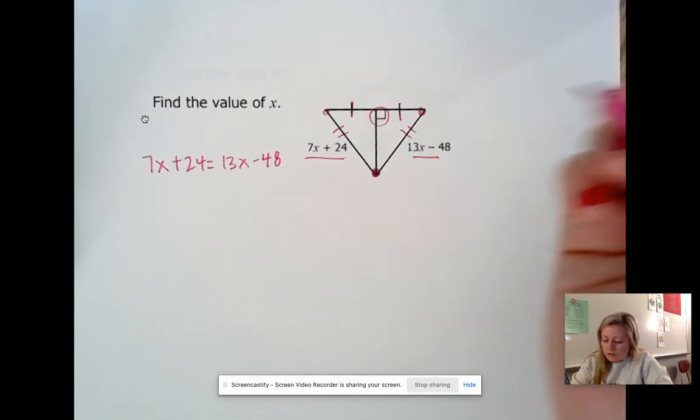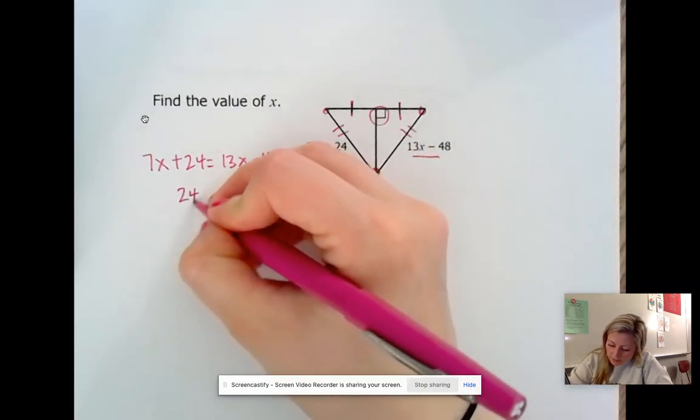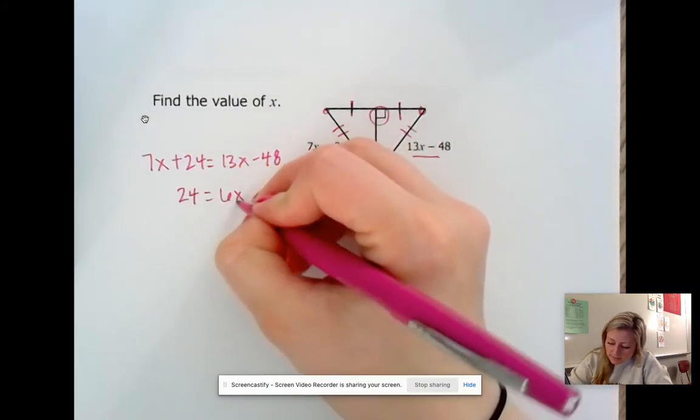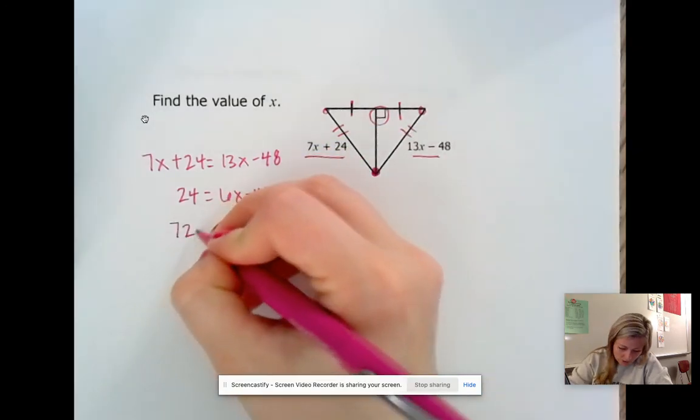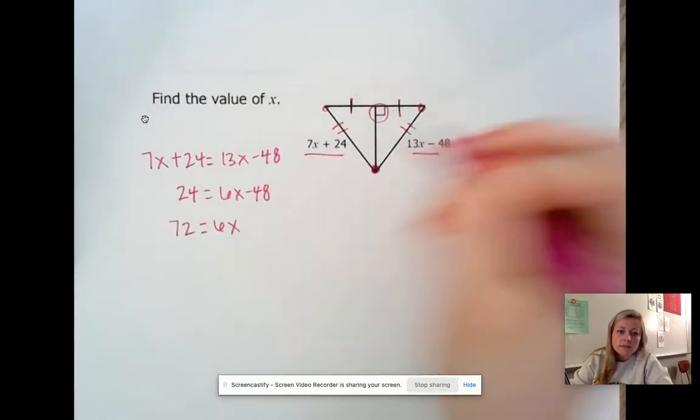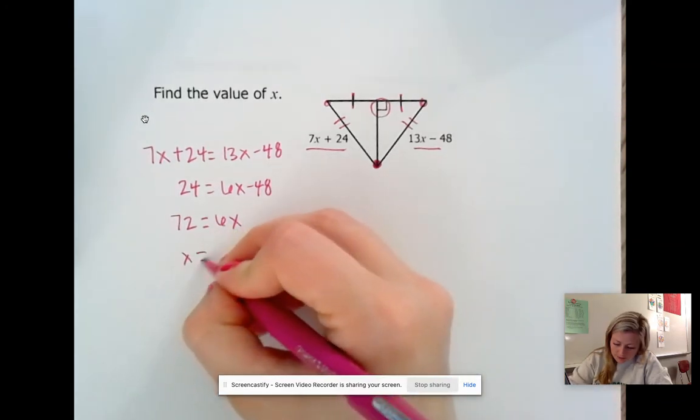Okay, what do we want to move first? You move the 7x over, so 24 equals 6x minus 48. Add over the 48 and we get 72 equals 6x. Divide out, x equals 12.